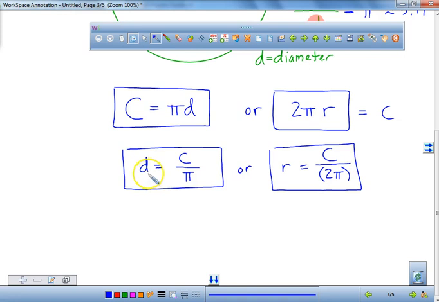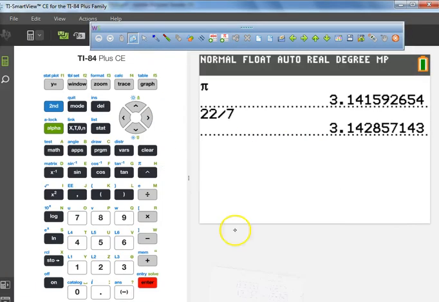So if you need to find the diameter, use this. If you need to find the radius, use this. Or you can do the diameter, and then whatever answer you get, just divide by 2. So let's look at some of our problems. Here we go.